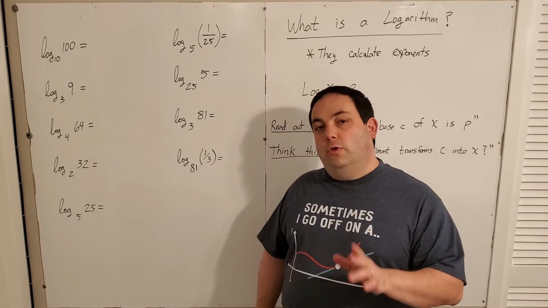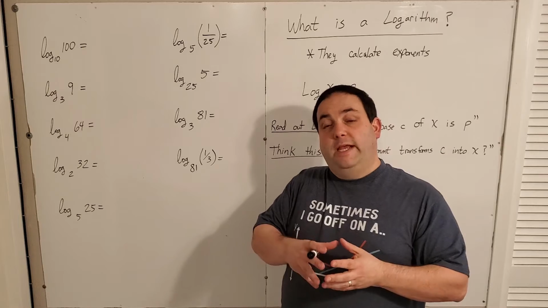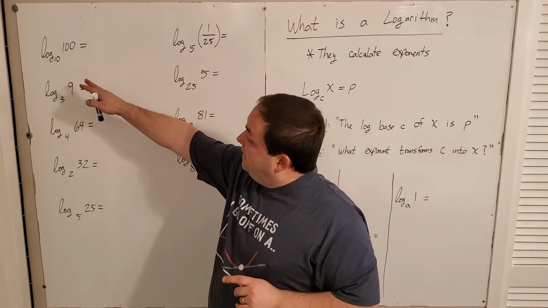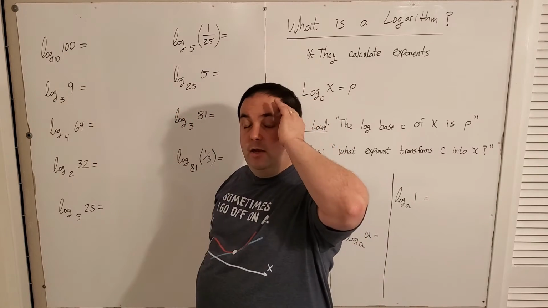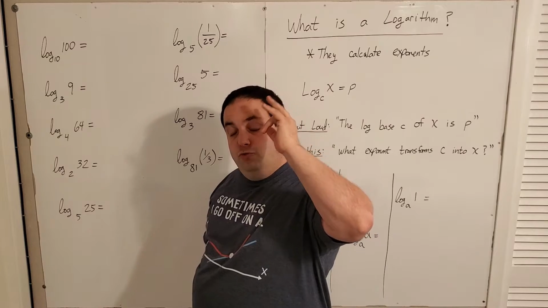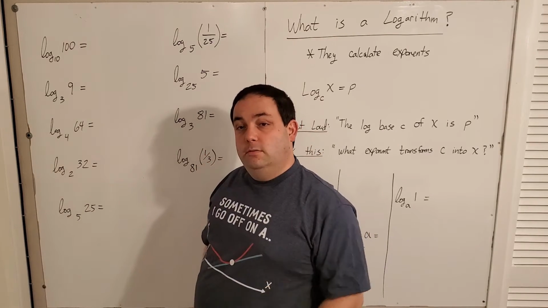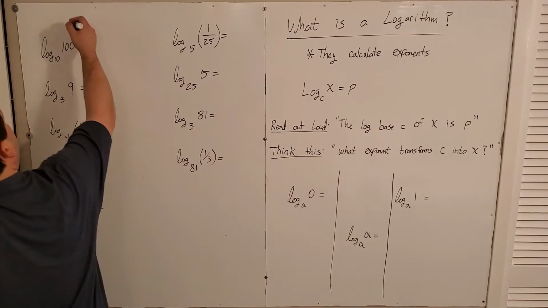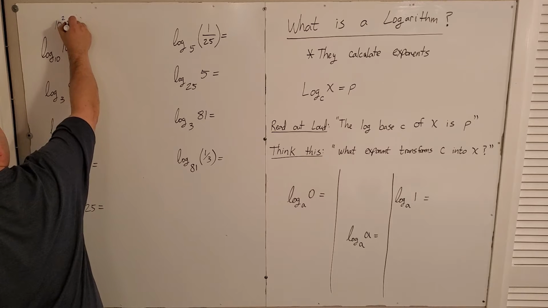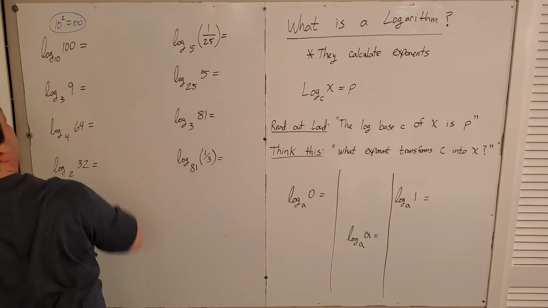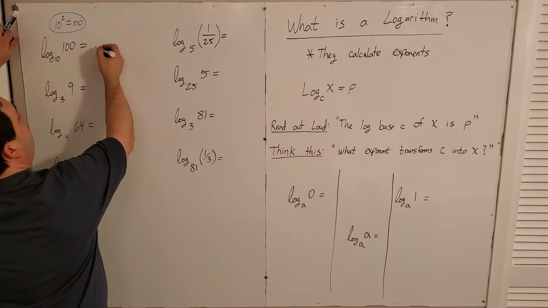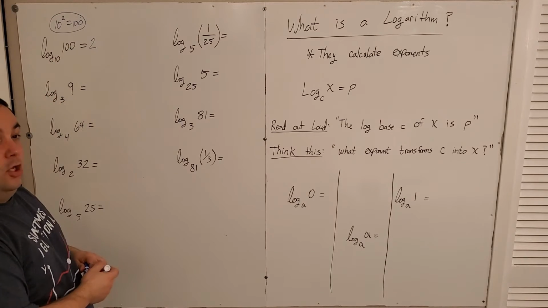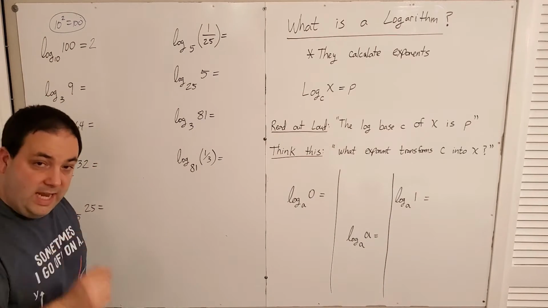Let's work some more logarithms out by just using the multiplication facts we already know. Okay, so log base 10 of 100. Remember, we're asking ourselves, what exponent transforms 10 into 100? 10 squared equals 100, doesn't it? So the log base 10 of 100 would have to be 2, because 10 to the 2 power is 100. Don't forget, the answer to a logarithm is an exponent.